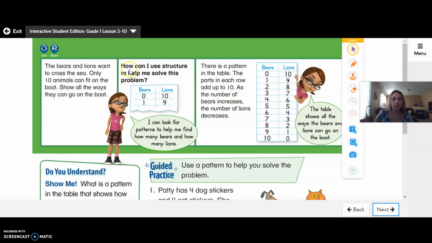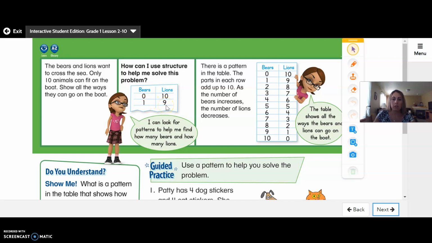It says, how can I use structure to help me solve this problem? So this little girl right here says, I can look for patterns to help me find how many bears and how many lions. So she started with a table, and on this side it says bears, and on this side it says lions. And she started out with, well, one of the ways to get animals across the sea is maybe a boat has 0 bears and all 10 lions. Or maybe it has 1 bear and 9 lions.